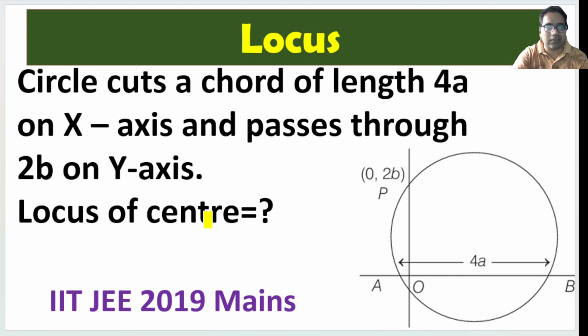Now what is the locus of the center? The circle can be bigger, it can go smaller, but it should always pass through this point. And at the same time, the length of the chord it is making on the x-axis is 4a. Let us try to understand this more visually and then we will try to prove it mathematically.